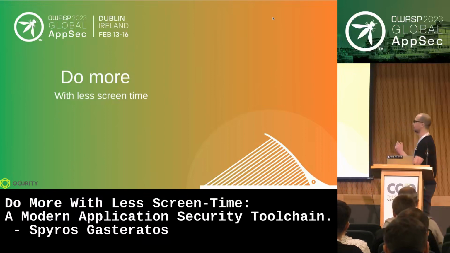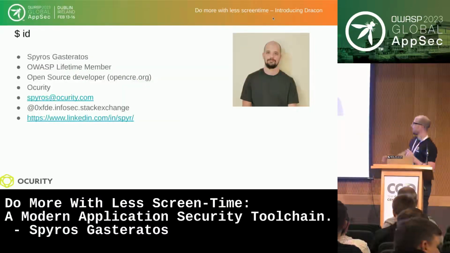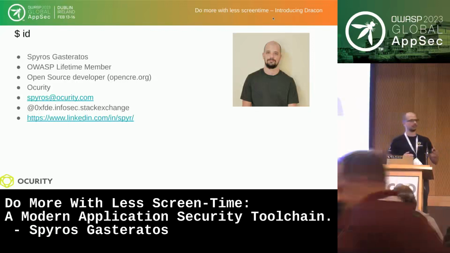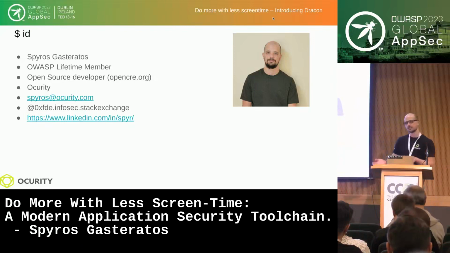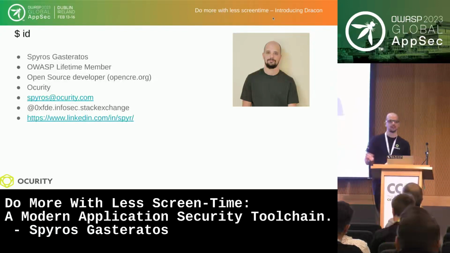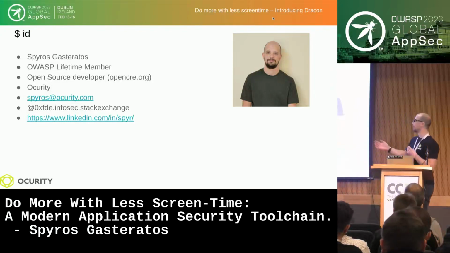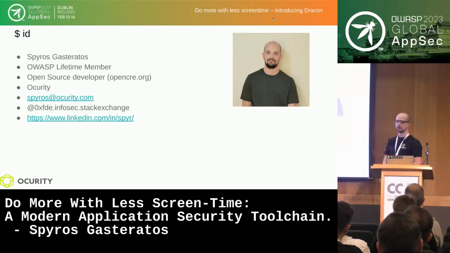First, a couple of notes about me. My name is Spyros Gasteratos. I'm an OWASP lifetime member. I've been in OWASP for 13 years. I've been doing security for a little bit more. In my spare time, I'm an open source developer. One of the projects I maintain is OpenCRE.org. You might have noticed it.